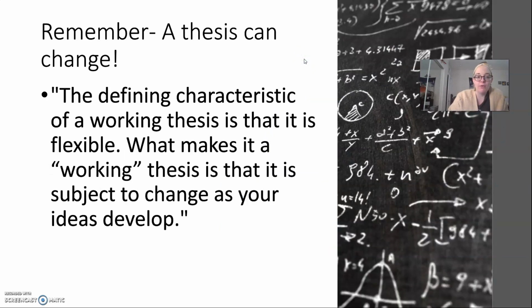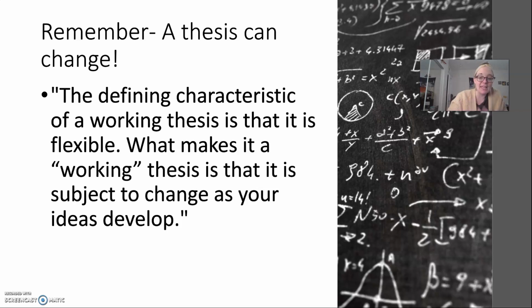First of all, remember that a thesis can change. I think this is something a lot of people struggle with because we focus so much on writing a strong thesis for a paper. You have to decide, okay, what do I believe before I start writing? And then you get to the end though, and you're like, wait a second, what I've got here is entirely different from where I started. And that, my friends, is actually a good thing.